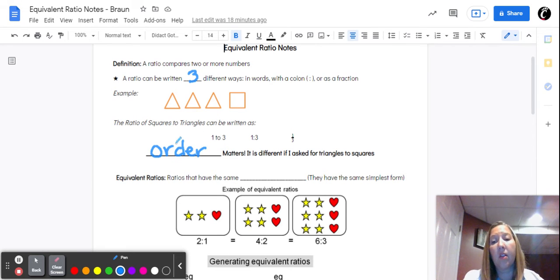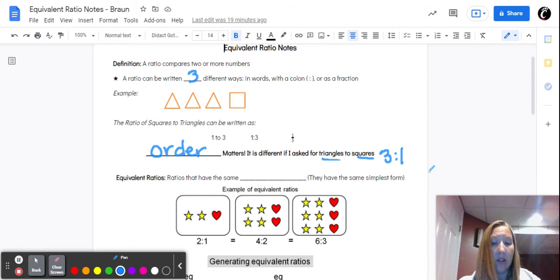If squares is written first in the ratio, that means the number of squares comes first and then triangles second. So it is very different if I were to ask for the ratio of triangles to squares, because if I were to ask for triangles to squares, then I would be looking for the ratio of 3 to 1, and those are 2 very different ratios.